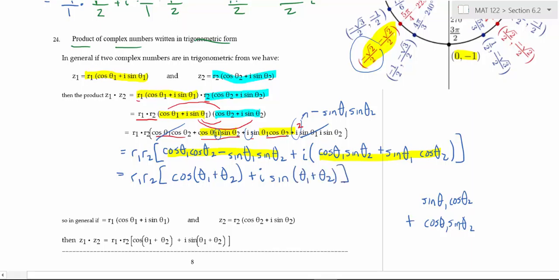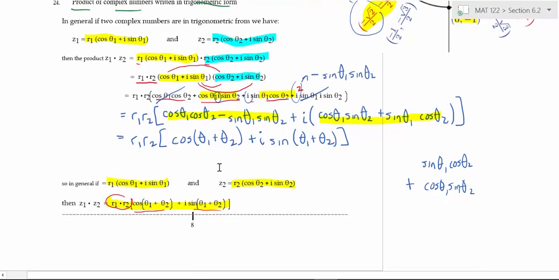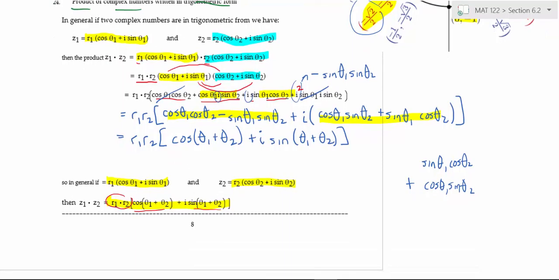So what you end up with is a formula for multiplying two complex numbers in trigonometric form. In general, we conclude that if this is the first complex number, and that's the second complex number, this is the formula you get when you multiply them. And it's very elegant. All you do is multiply the radiuses, add the two angles and take the cosine. That becomes the first part of that form. And then for the i part, the imaginary part, you just add the angles and take the sine of it. It's a very beautiful formula, very simple.